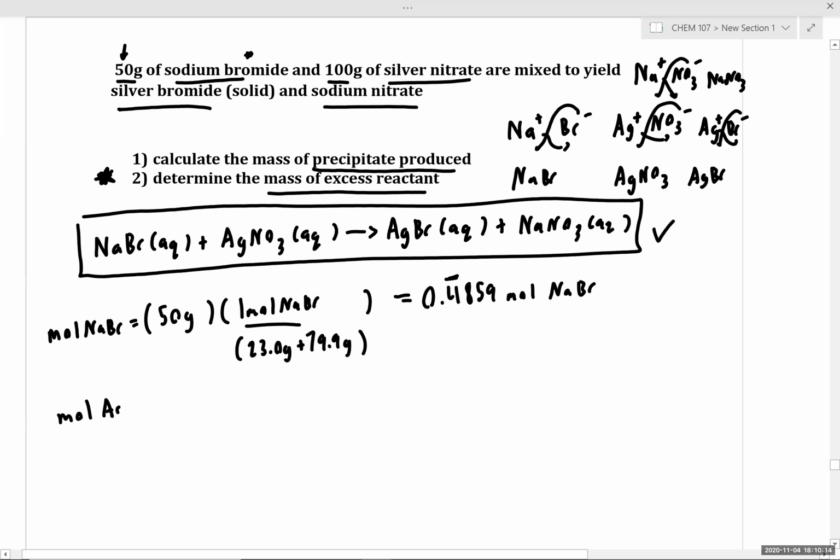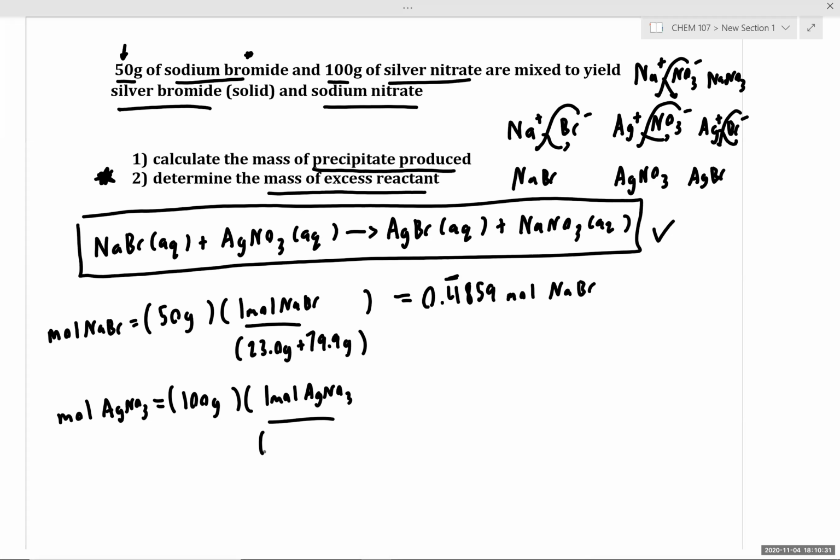Let's also calculate the moles of silver nitrate. So we have 100 grams of silver nitrate, and in 1 mole of silver nitrate, would someone be able to tell me the molar mass of silver? If we look at 107.9 gram per mole, that's exactly right. Perfect, perfect. Okay, now we just have to account for nitrogen, which is 14.0 gram per mole. Oxygen is 16 gram per mole times 3 oxygen atoms.